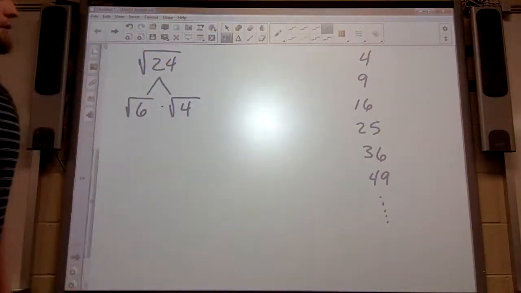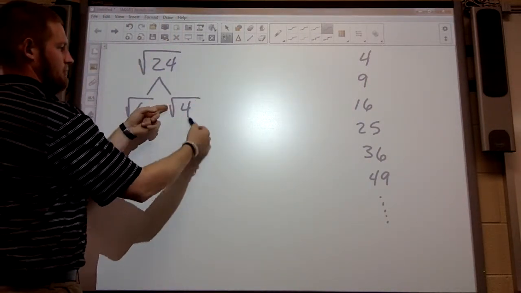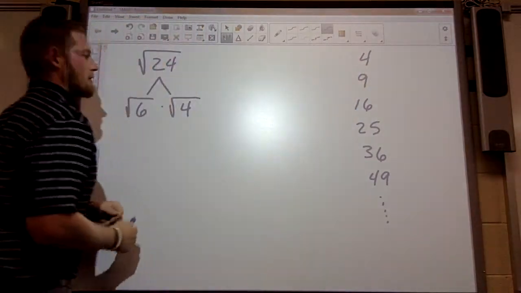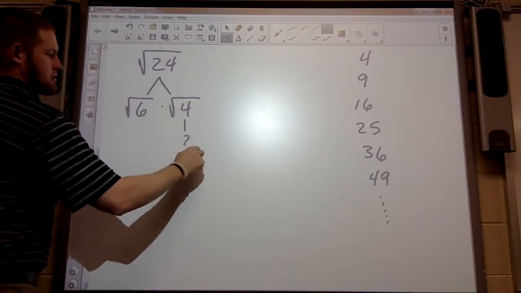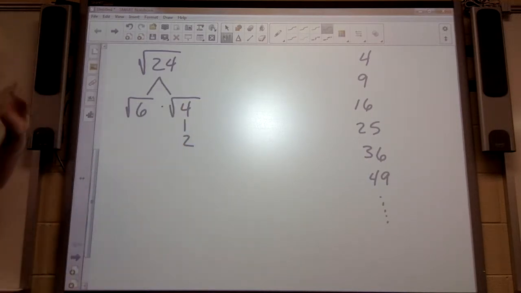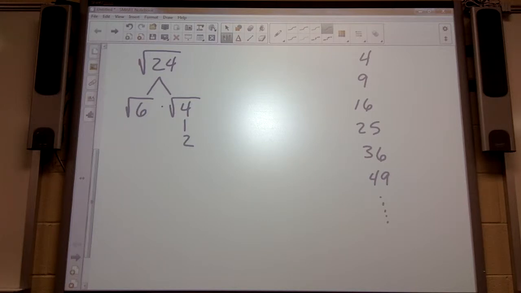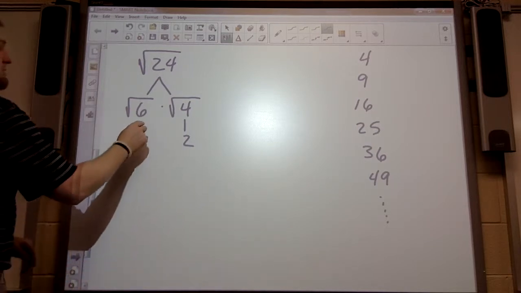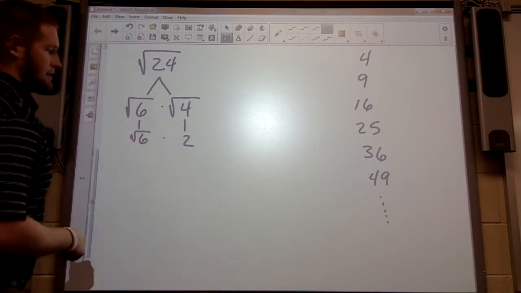Now, I always want to take one of these out. So notice, I took out a square root of 4 because it's a perfect square. The reason I want to do this is because now the square root of 4 is just 2. Now I need to ask myself, can I take a perfect square out of 6? Can I take a 4, a 9, 16, 25, 36, 49 out of 6? Well, I can't, so this is not going to change. So now I have the square root of 6 times 2.